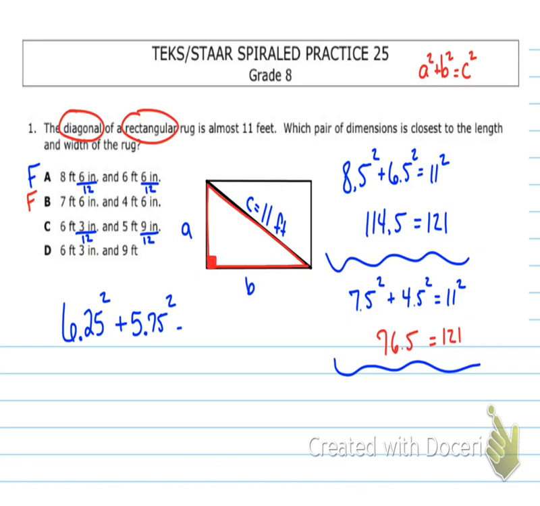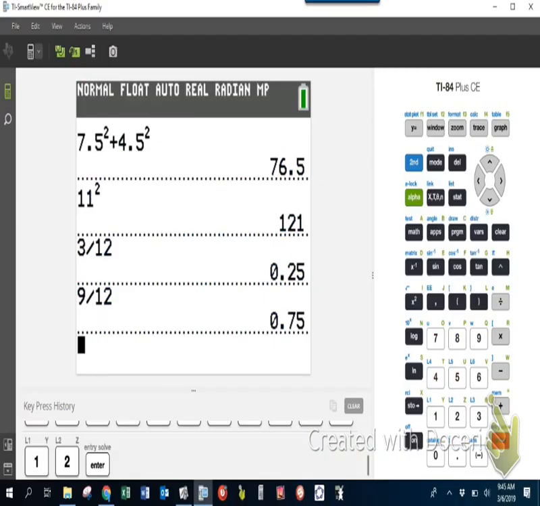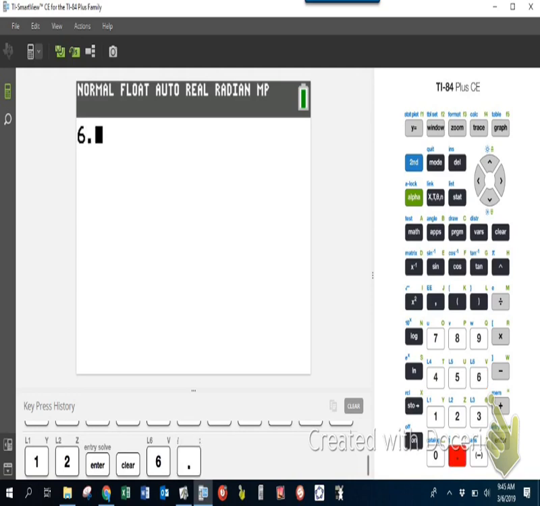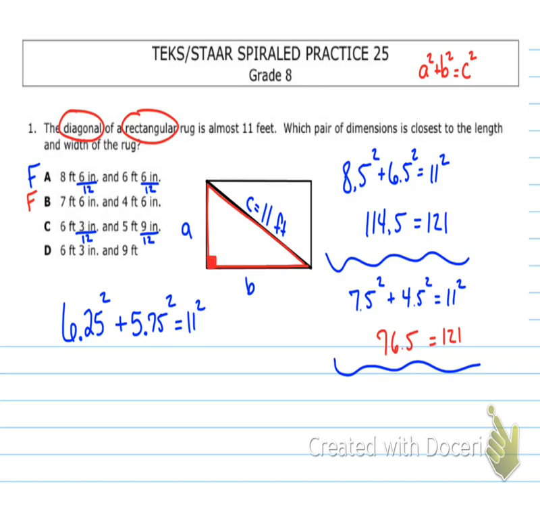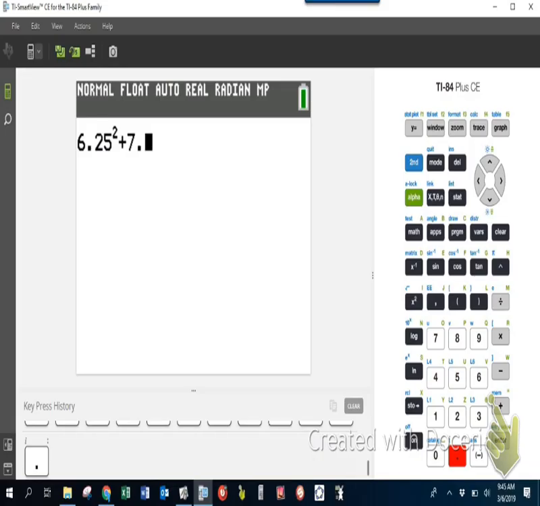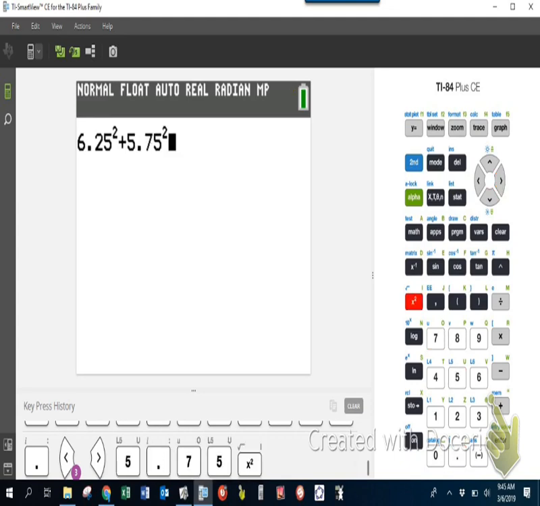So is a squared plus b squared equal to c squared? And again, I know I'm going to have the same issue. These numbers are even smaller, so I doubt I'm going to reach it, but recheck anyway. So what's 6.25 squared plus 5, my bad, I don't know if it was 7. What was it again? 5. So plus 5.75 squared. Don't forget the squared.